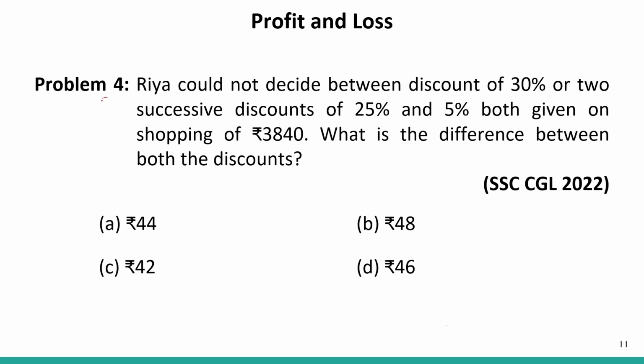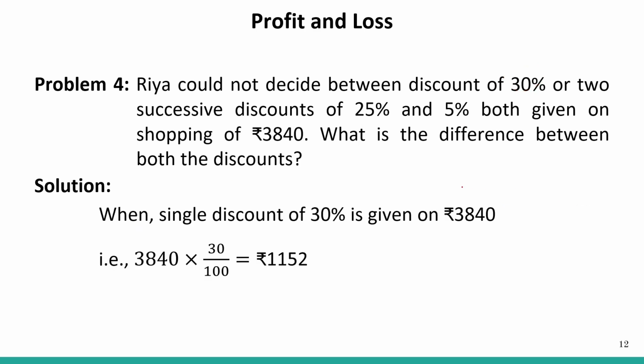So let's see problem number 4. Ria could not decide between a discount of 30% and two successive discounts of 25% and 5%, given at a shopping of 3840. So what is the difference between both the discounts? Is it 44, 48, 42 or 46? This question has been asked in the SSC CGL 2022 paper.